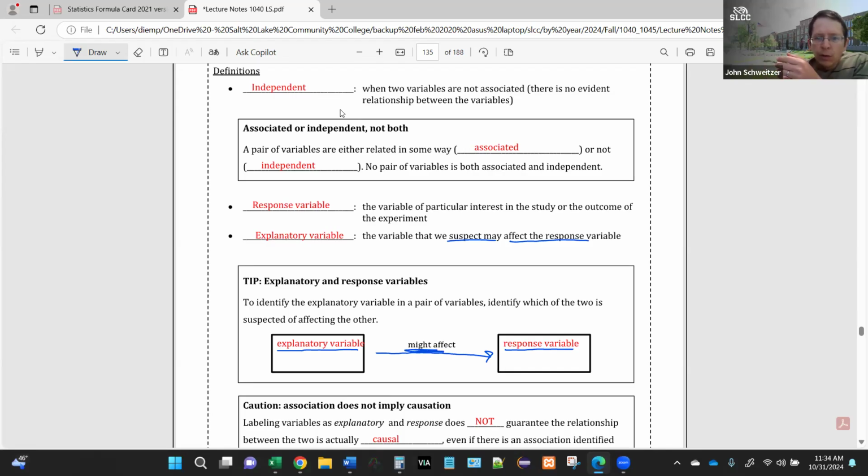So notice it begins with a hunch or a suspicion. Even before we prove that there is a relationship, or that one causes the other or changes the other, we'll still use these words explanatory and response. So the explanatory and the response, and then we're trying to understand this relationship here. We'll typically draw an arrow there going from the explanatory over to the response.